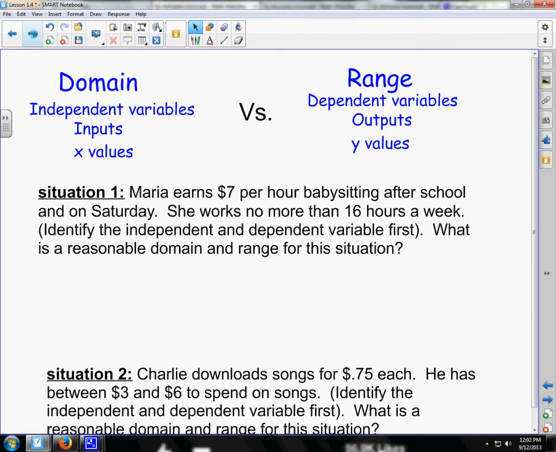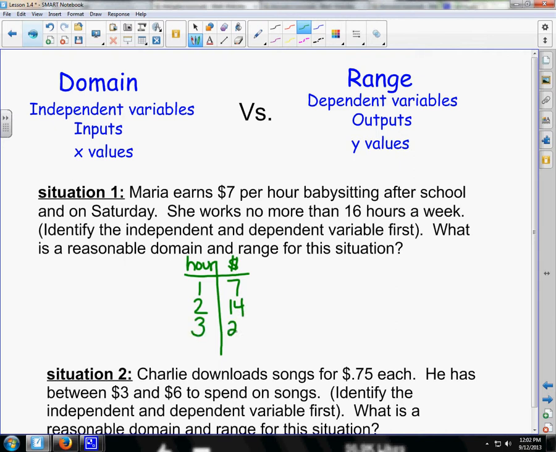So, what I would do is make a table. Okay? So, she gets $7 an hour. So, 1 hour is $7. Hour, and then her money. 2 hours is $14. 3 hours is $21. 4 hours is $28, and so on, up to 16. So now I have my independent variable and my dependent variable. So what is a reasonable domain and range for this situation?